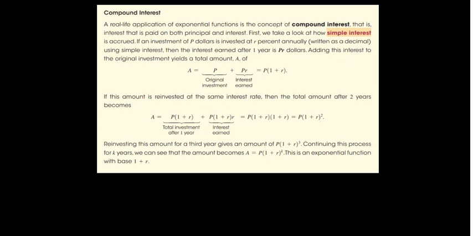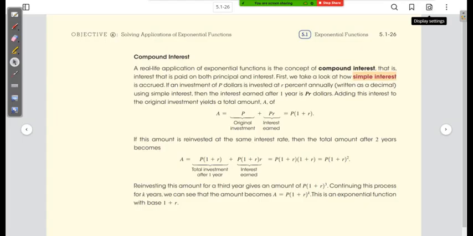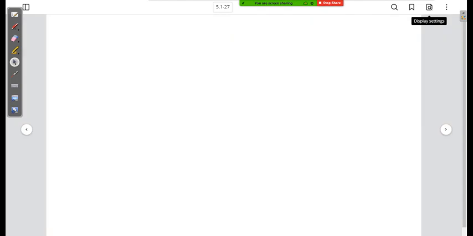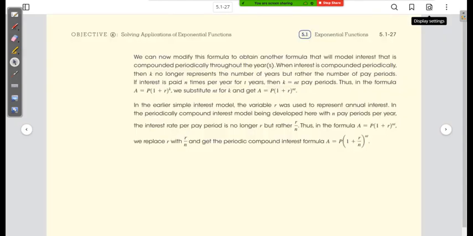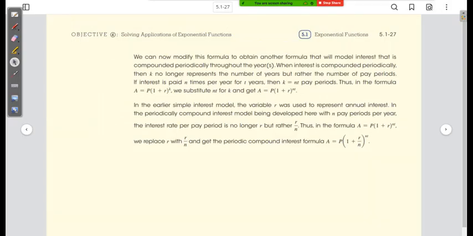Using simple interest, the interest earned after 1 year is PR dollars. Adding this interest to the original investment yields a total amount of, and then we see our formula there. Honestly, let's be real, I don't care about that. I'm only saying that because the big one we're looking for is on the page after this, but I will still snip this because it is interesting to see where this comes from, but it's not worth the lecture time, in my opinion.